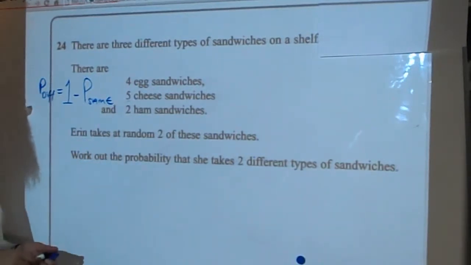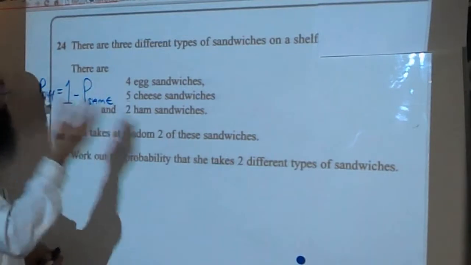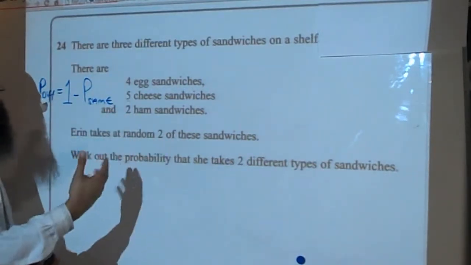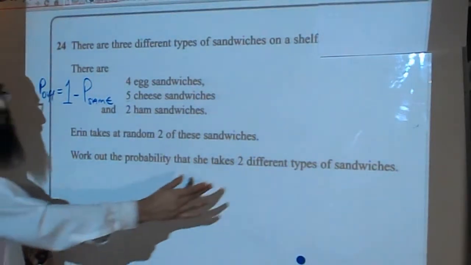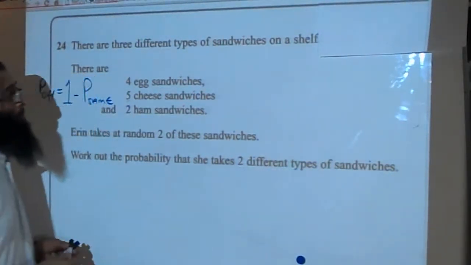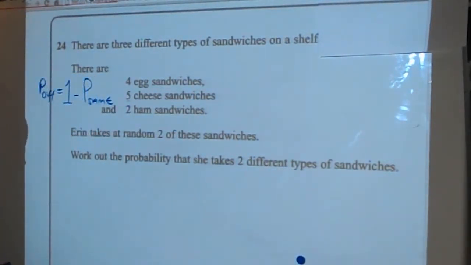So what we're going to work out now is the probability of getting 2 egg, 2 cheese and 2 ham, and then add them up and minus it from 1, and that will give us the answer as though we worked out 2 different types. So let's first of all look at that question now.